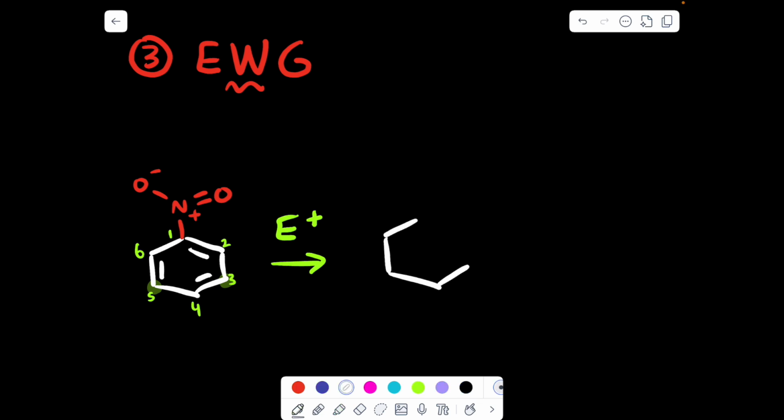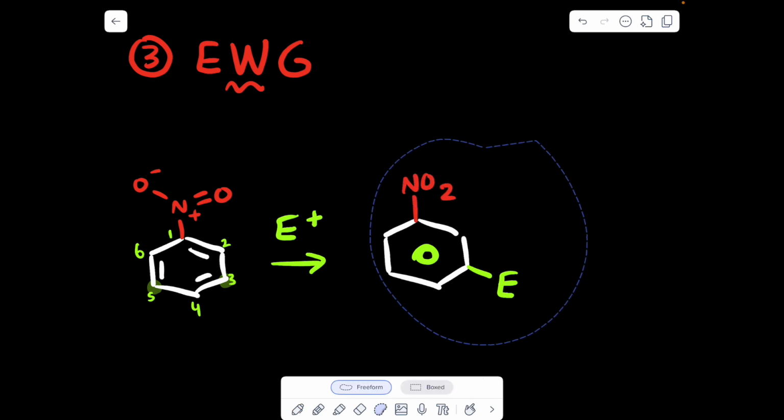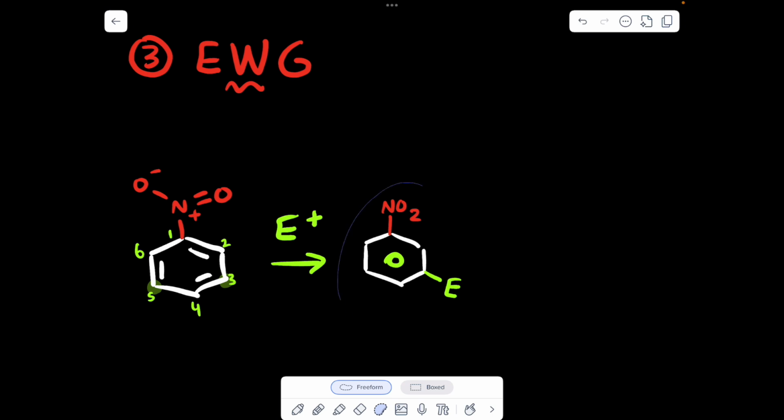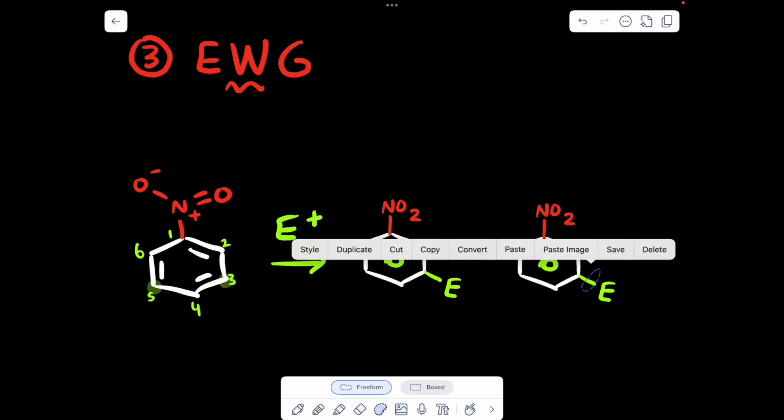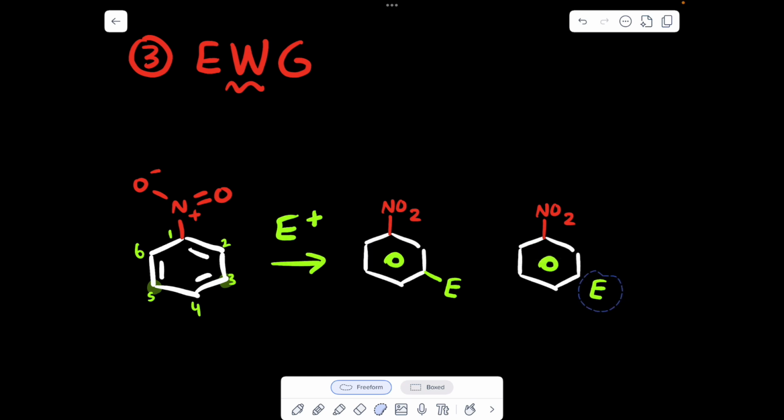So the E+ is going to end up on either carbon number 3 (the NO₂ does not move) or carbon number 5. In other words, the meta positions. But in this example, adding the E to either 3 or 5 results in the exact same product, and this is due to symmetry.